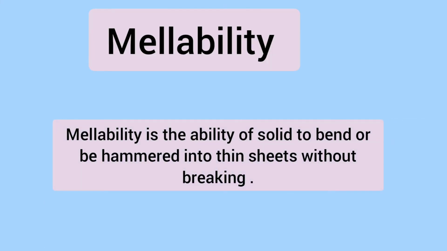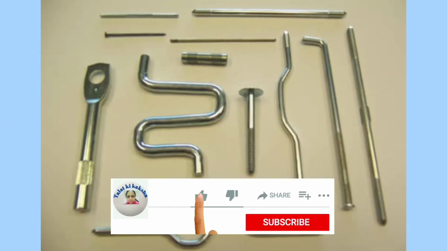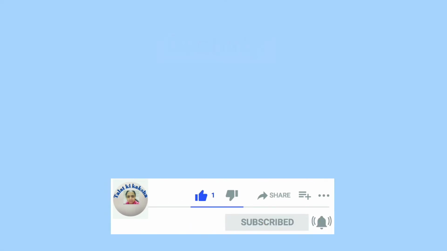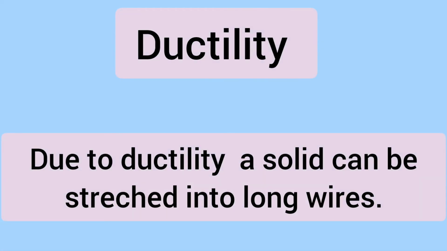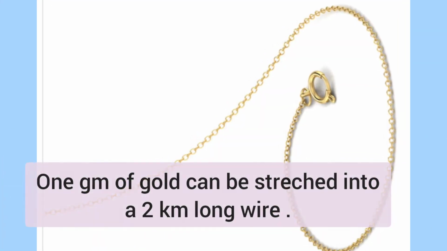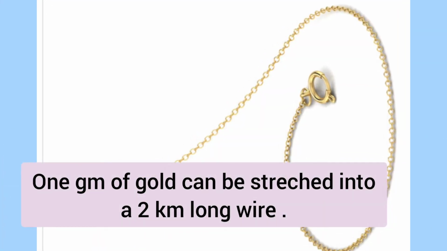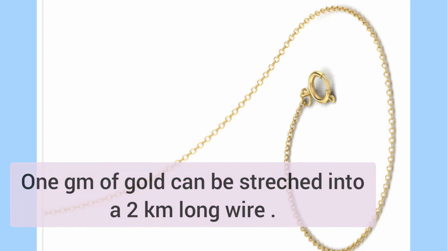Third property is malleability. Malleability is the ability of a solid to bend or be hammered into thin sheets without breaking. Usually metals have this property. Fourth property is ductility. Ductility is also a physical property of metals. Due to this property, a solid can be stretched into long wires. For example, 1 gram of gold can be stretched into a thin 2 km long wire.